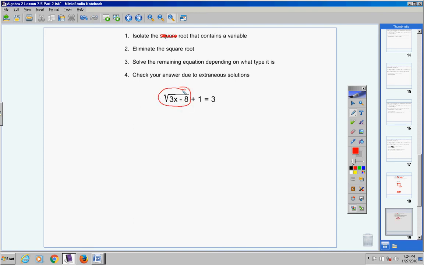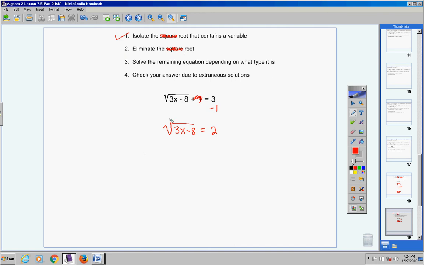Let's get that all by itself, okay? Bring the 1 over. It's a positive 1. Make it a negative 1. So I'm left with the square root of 3x negative 8 equals 2. Step 1 is done. Step 2, now we're going to eliminate the root.